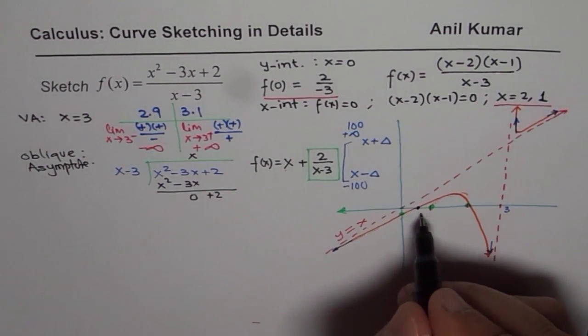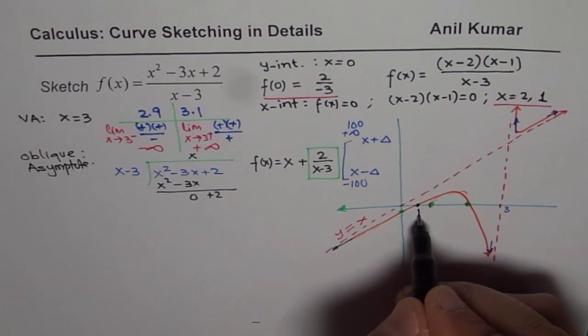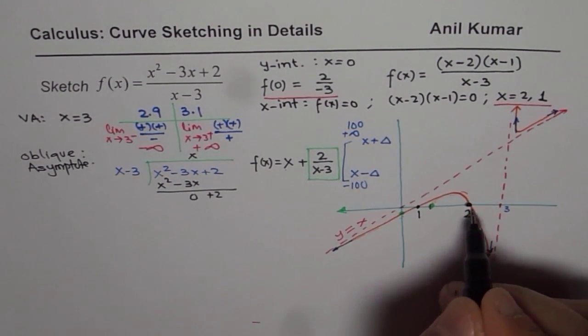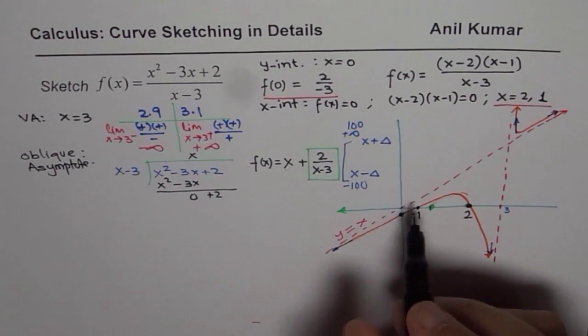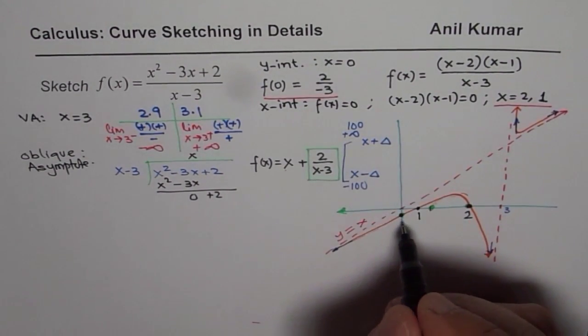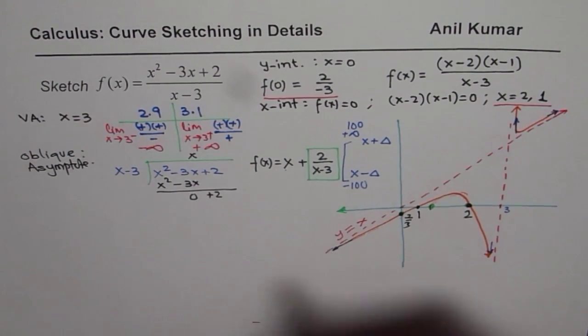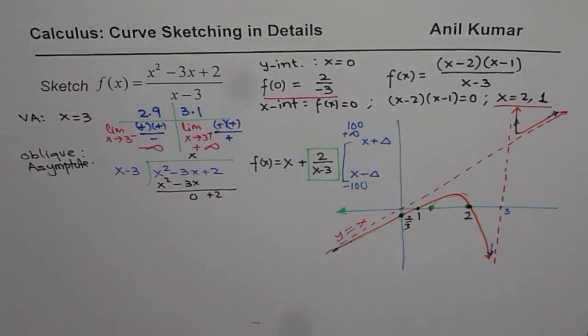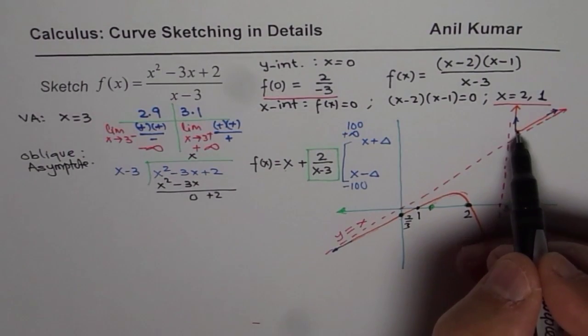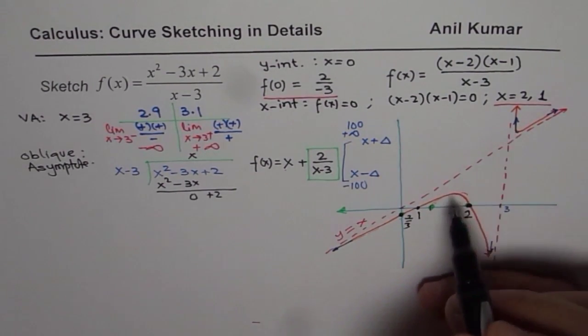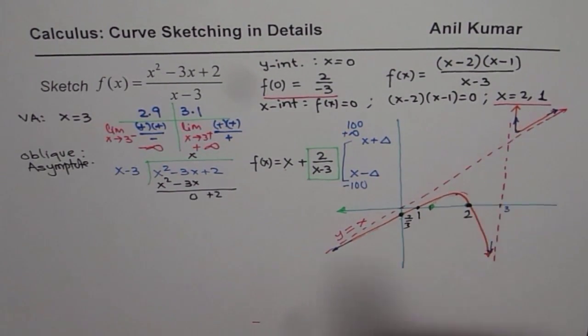In that case, if this is my x-intercept, this has to be 1 and this has to be 2, right? According to this. And this is minus 2 over 3. So this part is minus 2 over 3, correct? And it is approaching here. However, we are not certain about these turning points, which are our local maximum and local minimum.